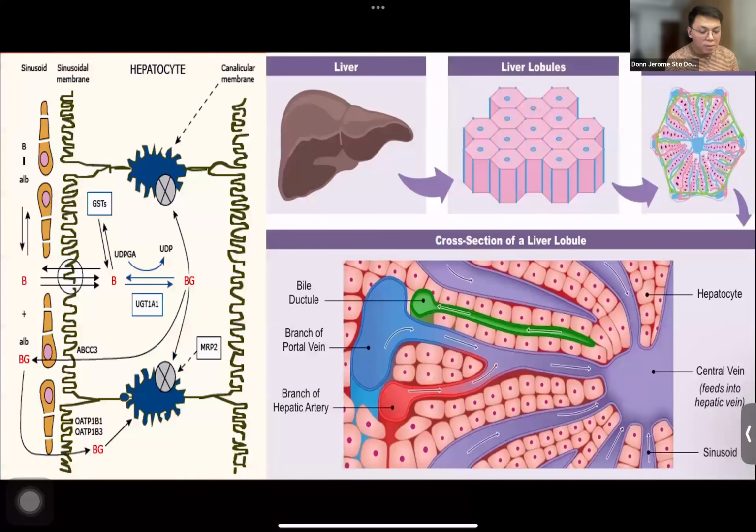Nasusundan? Ganito siya. Imagine niyo ganito siya. From the portal vein or hepatic artery, papasok siya sa hepatocyte. Sa hepatocyte, mako-conjugate siya, lalabas siya sa bile canaliculi. Ganun po ang flow ng metabolism ng heme, no, to bilirubin. So sige, na-imagine nyo na?